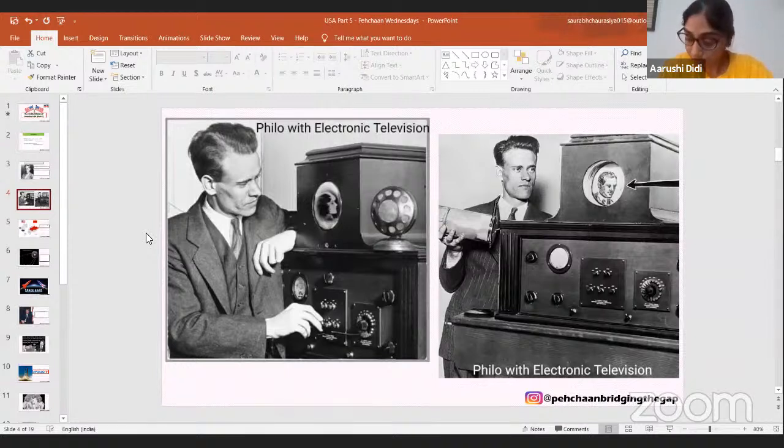And even he did not know the kind of impact his invention would have on the planet, and especially for American history and for America. Want to see how his invention impacted American history? Okay, we'll see that. But before that, is everybody with me? Everybody understood what Philo did, how he invented the electric television? He was only 21 when he did that. Okay, got it. Next slide, please.